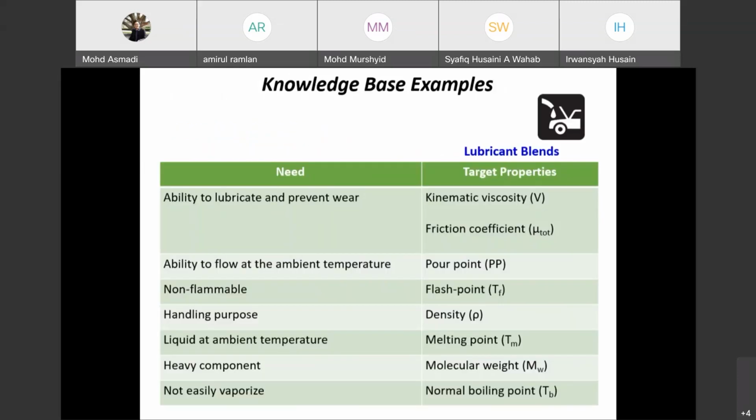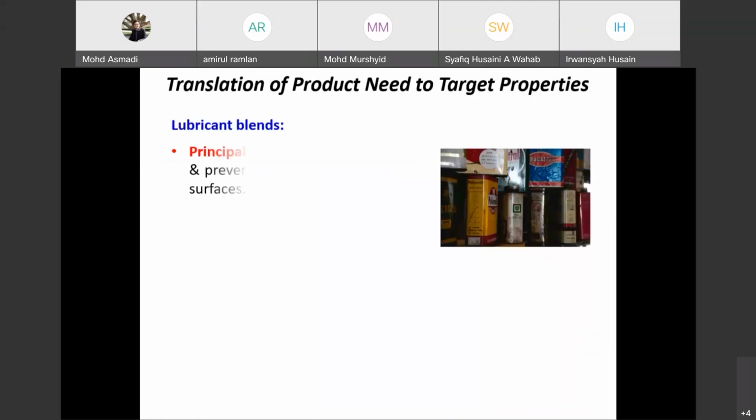Okay, so knowledge-based example for the lubricant blends need. Kalau tengok kat situ, ability to lubricate and prevent wear, kinematic viscosity and friction coefficient lah. Yang ni kita boleh measure. Yang ni you boleh beri input kepada CMD problem, okay, untuk software. Kalau tak ada target properties ni, memang tak boleh guna modeling.